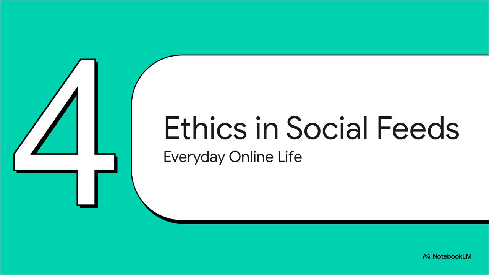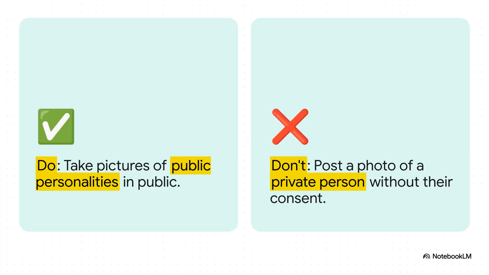All right, let's bring this all the way back home. How does this stuff apply to something we do every day, like scrolling through social media? Because these ethical choices, they're not just for the coders, they're for all of us. Here's a super practical example, posting photos. If you snap a picture of a celebrity walking down the street, that's generally seen as okay. But what if you post a picture of your classmates sleeping in the library without their permission? That's crossing a line, right? It's a huge invasion of their privacy, and it completely goes against that core idea of showing consideration and respect.